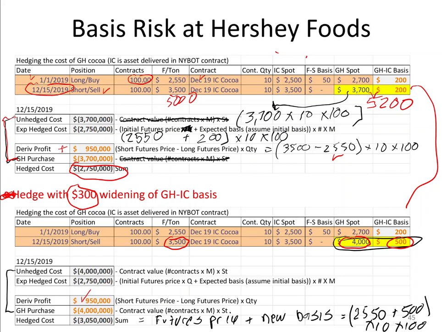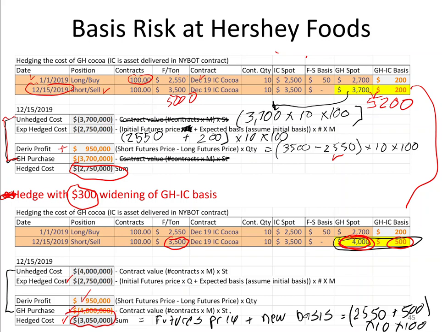However, they're going to have to go out in the market and buy Ghana cocoa for $4 million, right? Because that's $4,000 per ton times 1,000 tons. And their hedge costs go to $3.05 million, which is higher than what they were hoping for. It's still better than the unhedged cost, but they're worse off because the basis widened.